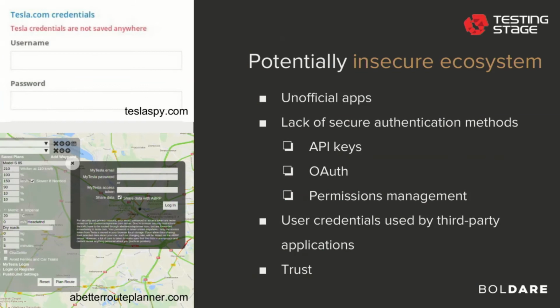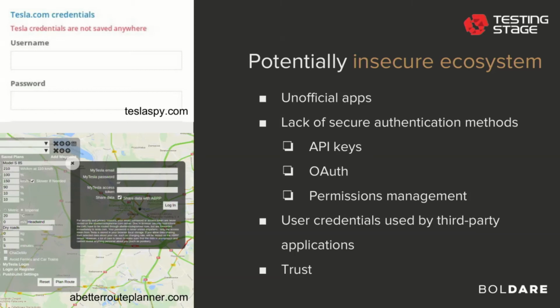Because of that, multiple unofficial apps appeared. But it's not possible to authenticate in any secure way to the Tesla account, and because owners expect some functionalities or try to implement something on their own, they use what is available. And if there are no API keys or OAuth, which would be a great solution here, then they start to use just their login credentials.